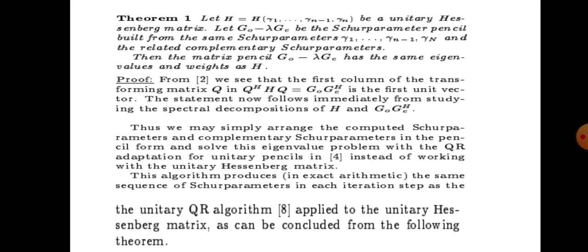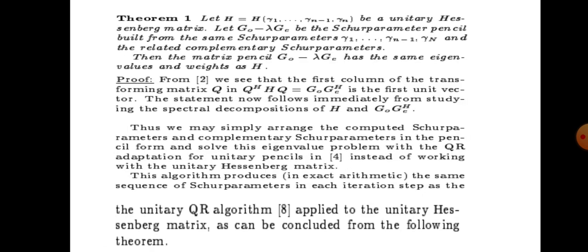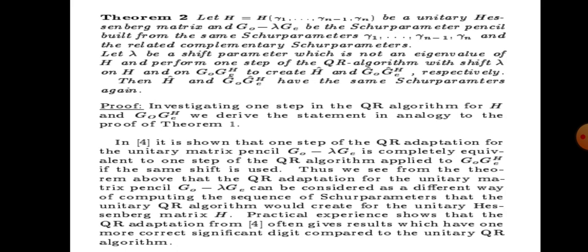The first column forming matrix Q is Q^H H Q equal to G0 G_e^H, which is the first unit vector, and the statement follows immediately from studying the spectral decomposition of H and G0 G_e^H. The unitary QR algorithm applied to the unitary Heisenberg matrix, as can be concluded from the following theorem. Now it's theorem 2. Let H equal to H of gamma 1 to gamma n minus 1 comma gamma n be the unitary Heisenberg matrix, and G0 minus lambda G_e be the skew parameter pencil built from the same parameters. It is the same way as you have seen in theorem 1; you have to do it the same way in theorem 2, as another example.